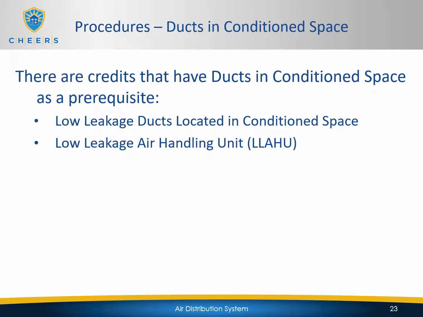Now the following 2 credits have ducts in conditioned space as a prerequisite: low leakage ducts located in conditioned space and a low leakage air handling unit. So if any of those 2 apply, the ducts in conditioned space credit also has to be verified.